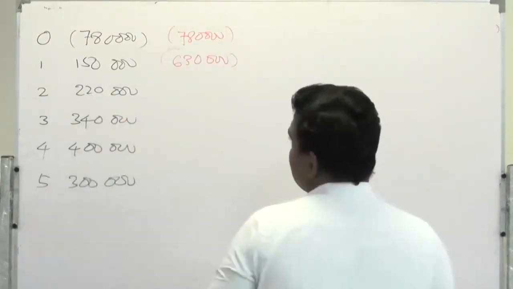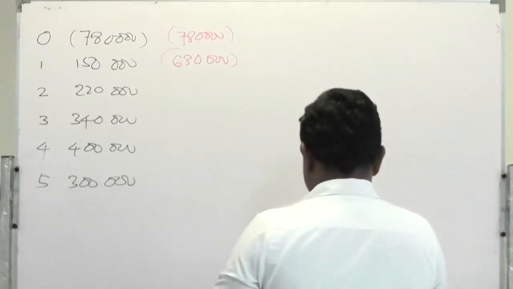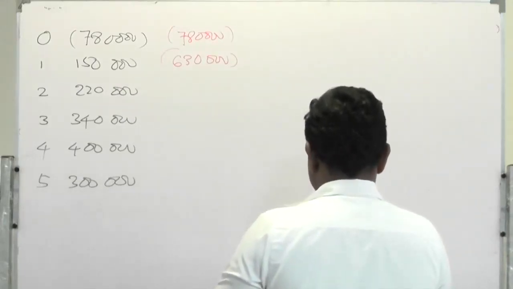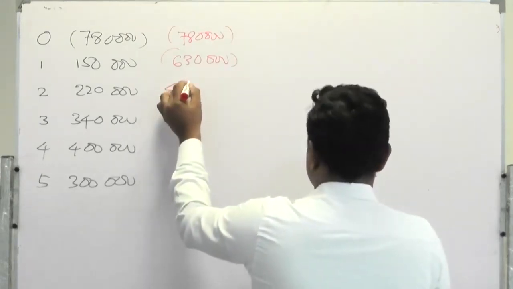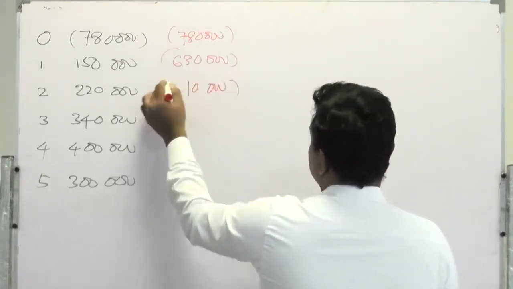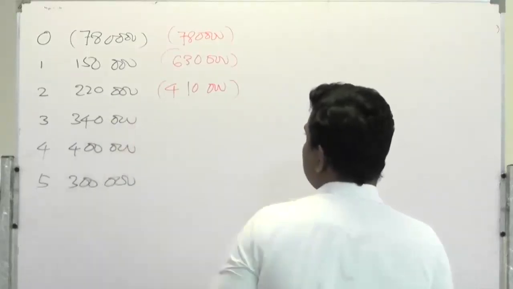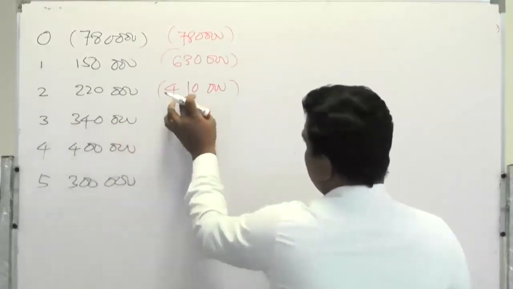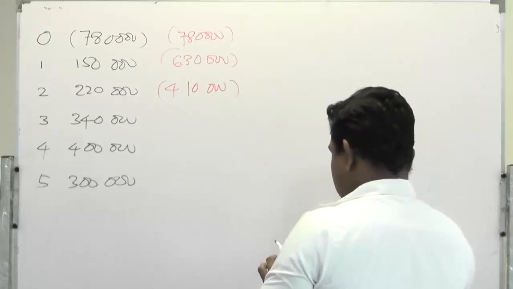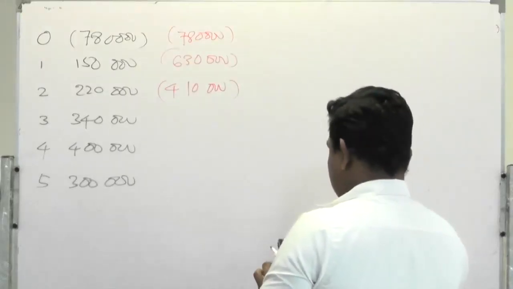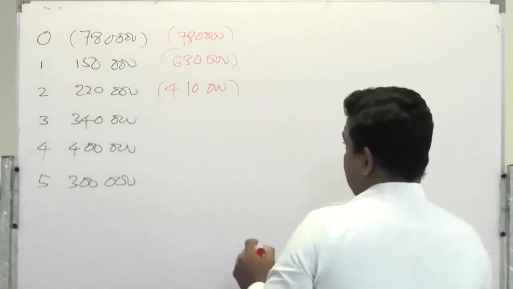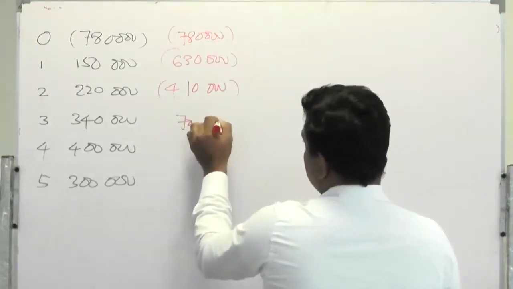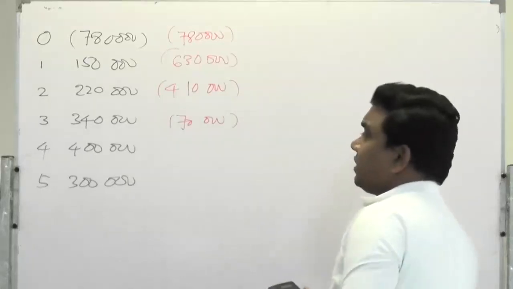Then in the second year you will recover another 220,000, therefore we can reduce 220,000 further, then you have to recover 410,000 further. Then in the third year you can recover another 340,000, therefore reduce 340,000 from 410,000, then you can see you have to recover a further 70,000.